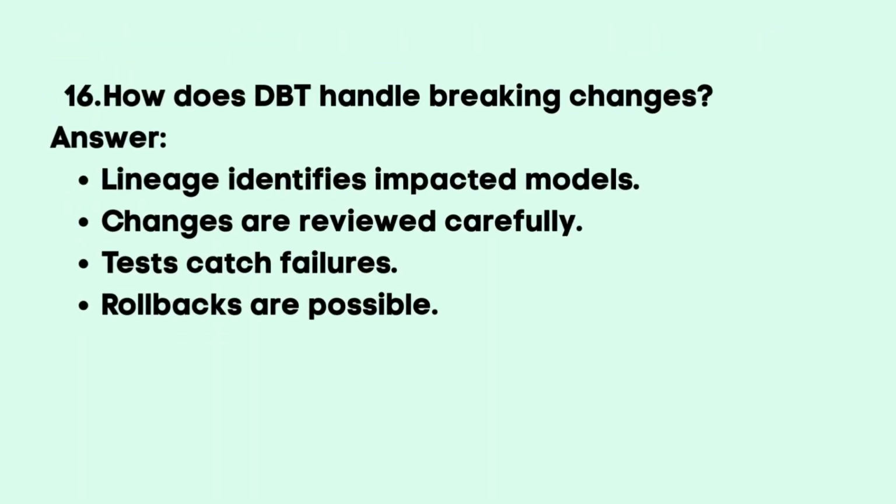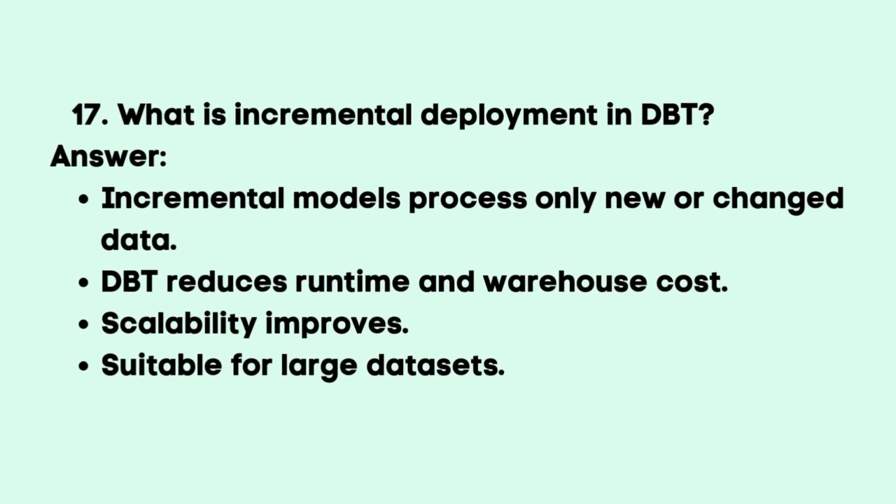How does DBT handle breaking changes? Answer: Lineage identifies impacted models. Changes are reviewed carefully. Tests catch failures. Rollbacks are possible.